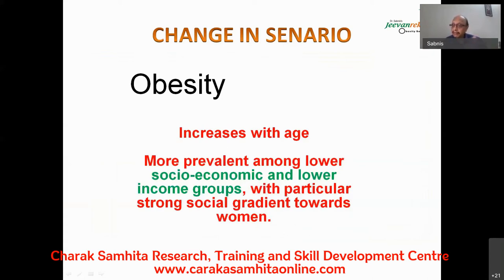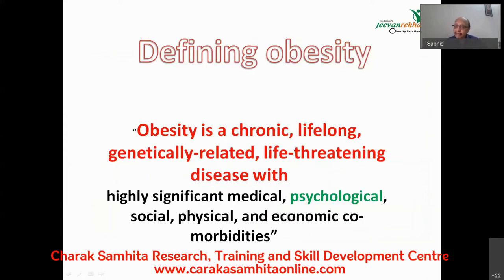This is what we are trying to define very correctly. We are defining obesity as a chronic, lifelong, genetically related, life-threatening disease. Even Charak has said the same thing. He has also said that obesity is a life-threatening disease, and highly significant medical, psychological, social, physical, and economical comorbidities are there. Charak has also mentioned the comorbidities of obesity very clearly, and today also we can see those comorbidities. So basically, it is a life-threatening disease. It will not harm immediately, but definitely there can be a social, psychological impact. There may be economical comorbidities. It is a highly significant medical condition.